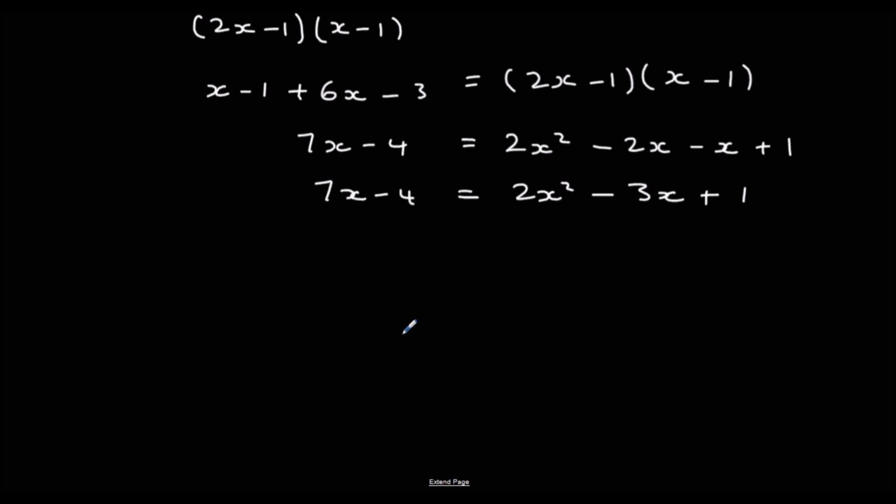So we've got a quadratic. To solve a quadratic, we need to make it equal to 0. So I'm going to take 7x away from both sides and add 4 to both sides. So I've got 2x squared minus 10x plus 5. It's equal to 0, so I can now solve it.